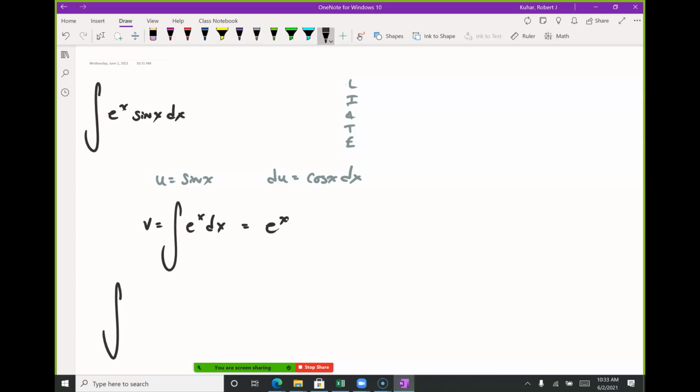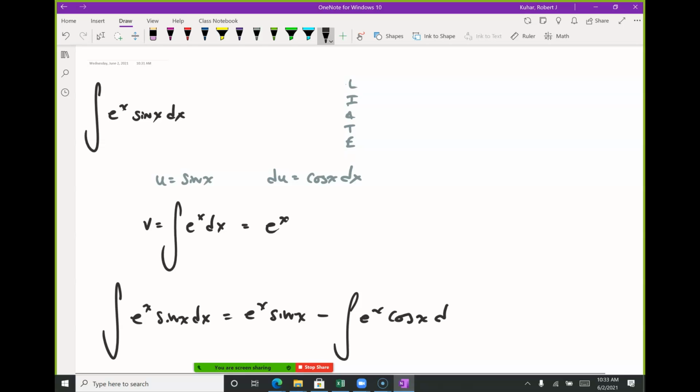So I've got the original integral e to the x sine x dx. Slow me down if I'm going too fast. I need uv, so I need e to the x sine of x minus the integral of v du, e to the x cos of x.